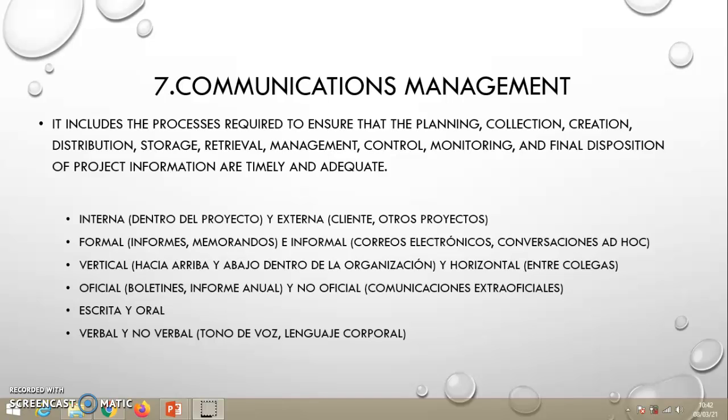Communication activities can present various dimensions that must be taken into account, among which we can find internal, within the project, and external, with the client on the project. Formal reports, memos, and informal emails, ad hoc conversations. Vertical, top and down, within the organization, and horizontal, between colleagues. Official newsletter, annual report, and unofficial communication. Written and oral, verbal and non-verbal, tone of voice, body language.